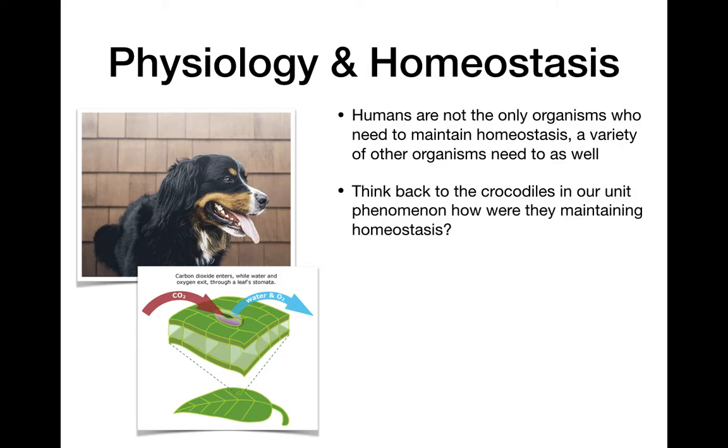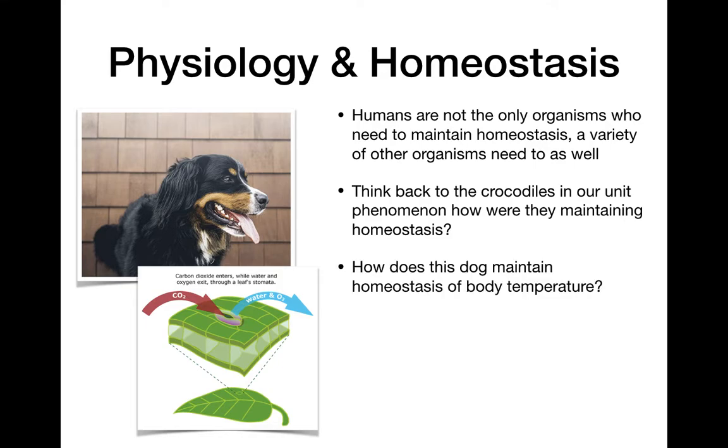So if you think back to our phenomenon, we looked at crocodiles in our unit, and they were maintaining homeostasis in a very specific way. What were they doing? Well, they were sticking their snouts through the ice during winter time, so that they're able to still get oxygen and to breathe carbon dioxide, even though their body's hibernating underneath the water where there are less crazy temperature changes. They're still getting that gas exchange they need by having their snouts above the ice.